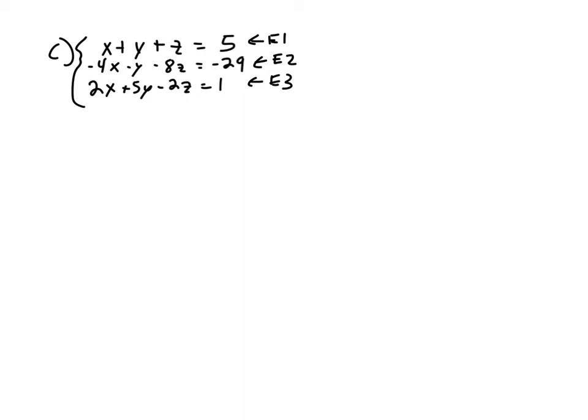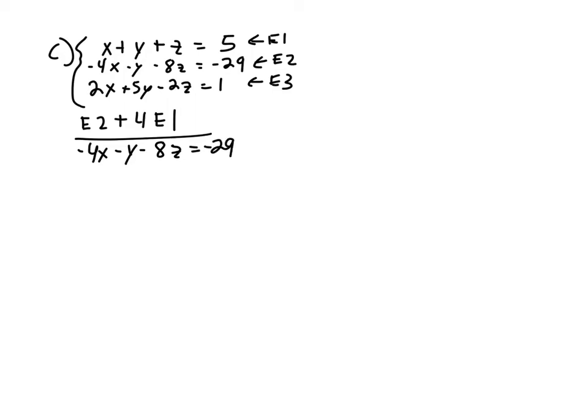Okay, so if I need to eliminate x, if I take equation 2 and then add 4 times equation 1, that should do the trick. Because then I'll have 4x here, and then these will cancel. So let's go ahead and do that. We'll have negative 4x minus y minus 8z equals negative 29.